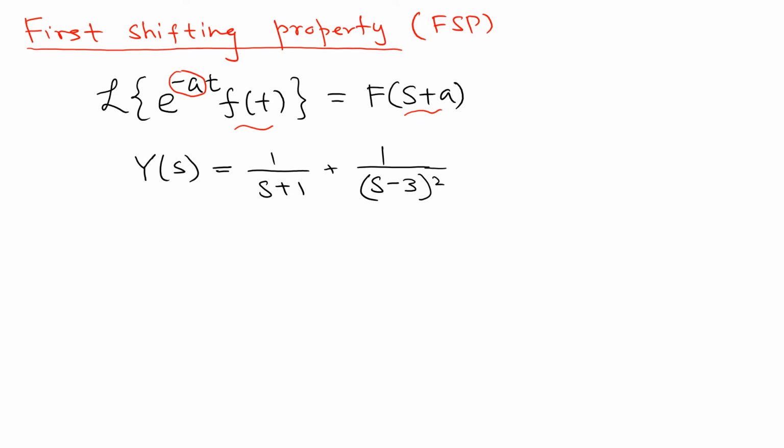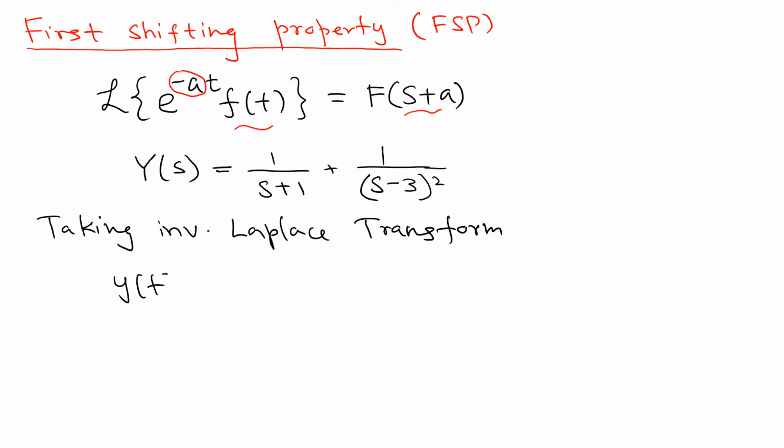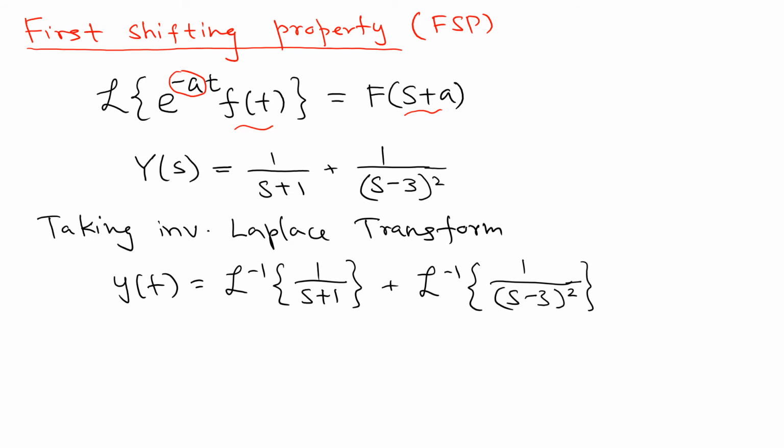So taking the inverse transform, we have y(t), which is the inverse of the two terms. So we can write it like this. For the first one, we can use the e to the at function property: e to the at equals 1 over s minus a. Because of that, you can write the first term directly. Here a is negative 1, so a equals negative 1, which means e to the negative t. That's the first term.